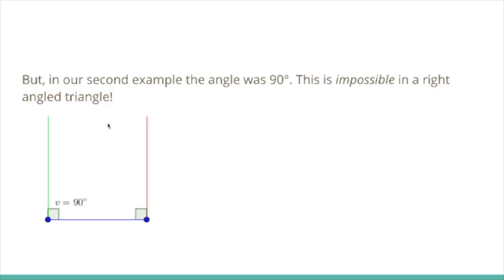Now, suppose we were going to look at our second example. Now we would get a drawing something like this. The angle was 90 degrees and we see that this doesn't really work. It's not a triangle, it's just two parallel lines. So for this we need the unit circle.